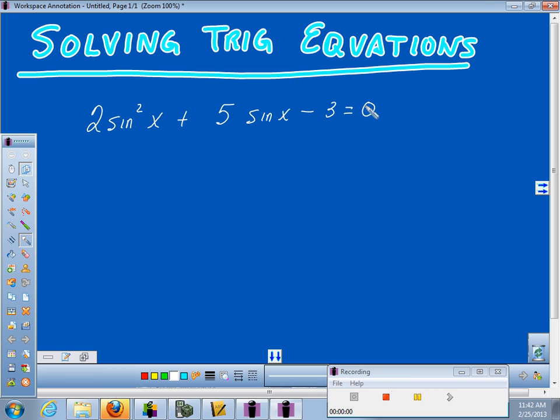Okay, they are going to ask you to solve for x here. My question to you is, what does x represent in this problem? An angle. X is an angle. So when you solve trig equations, your answers are going to be angles.